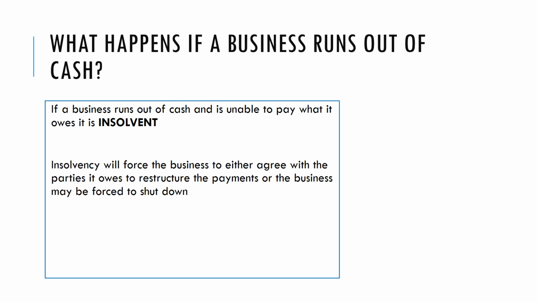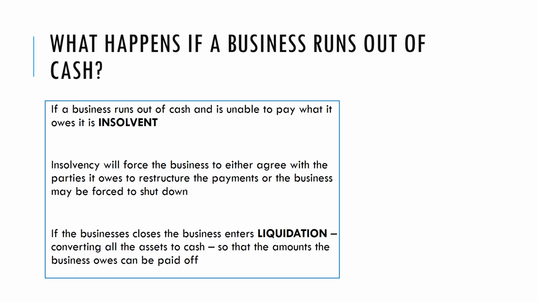In that situation, the business will either have to restructure the payments that it owes with the people it owes money to, or the business might be forced to shut down. And if the business shuts down, we call this process liquidation, where all the assets of the business are sold off so that the debts can be paid off and then the business just ceases to exist.